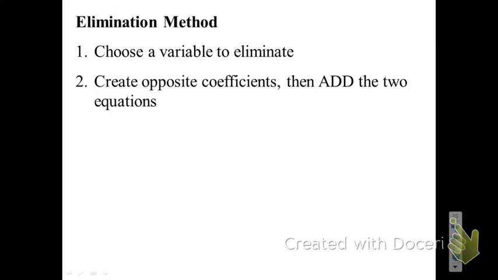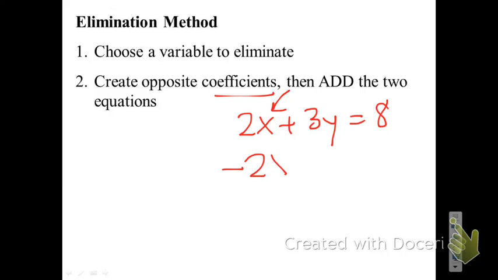So the elimination method, these are your steps used to solve. The first one was to choose a variable to eliminate. The second step is to create opposite coefficients, then add the two equations. And coefficients, that is the number in front of the variable. So if I have 2x plus 3y equals 8, the 2 and the 3 are what are known as coefficients. And if we're trying to create, say, an opposite coefficient for our x value, then we would try to make the next equation say negative 2x so that we can eliminate those two.